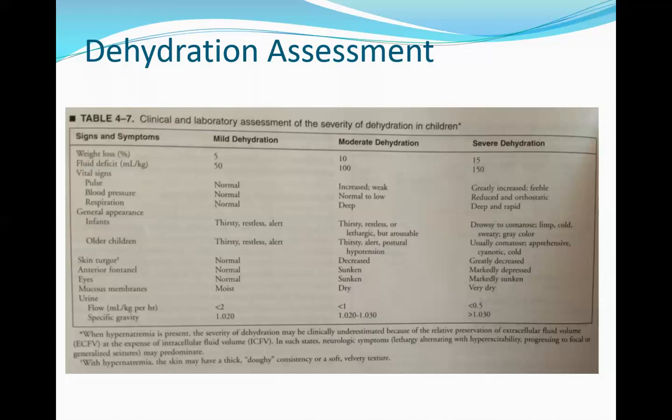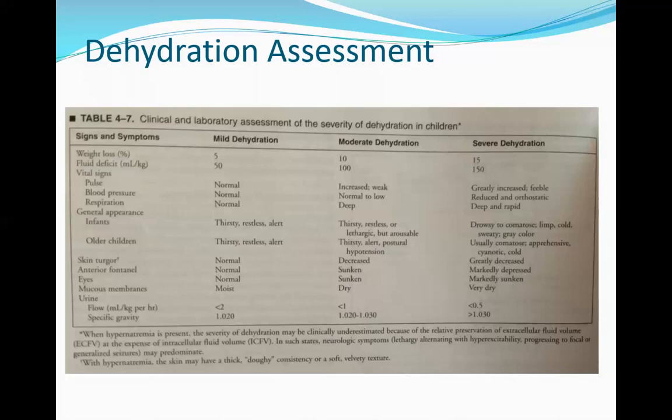The next slide I included was a slide table from Smith's Anesthesia, table 4.7. I included this dehydration assessment because I've seen that sometimes this appears on the boards. Looking to assess the severity of dehydration in children from mild to moderate to severe. And we'll go over this briefly.